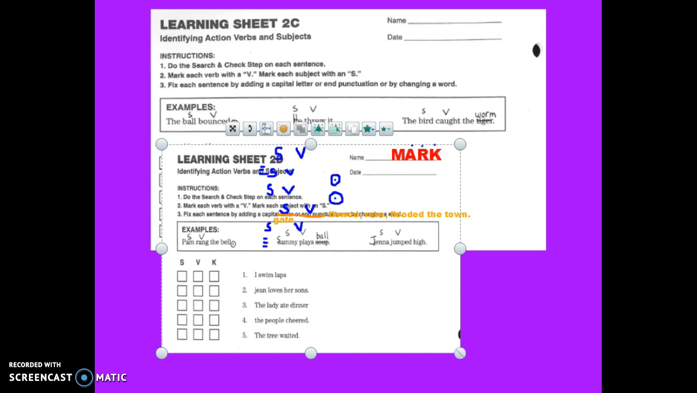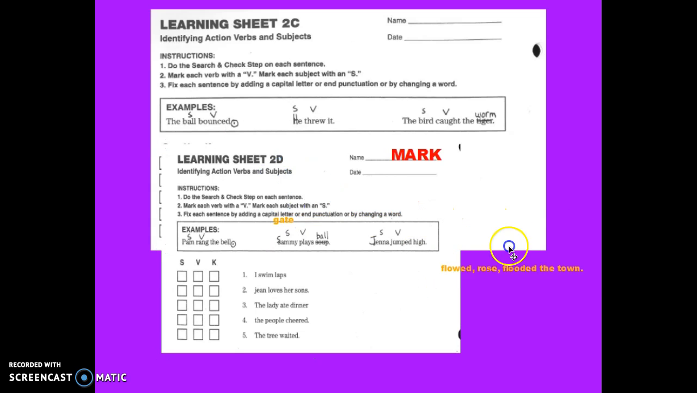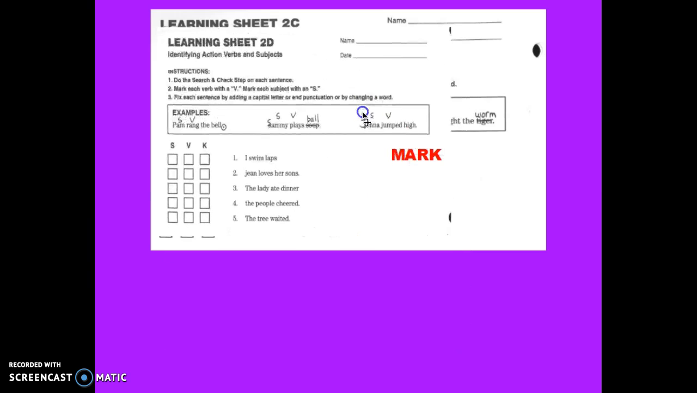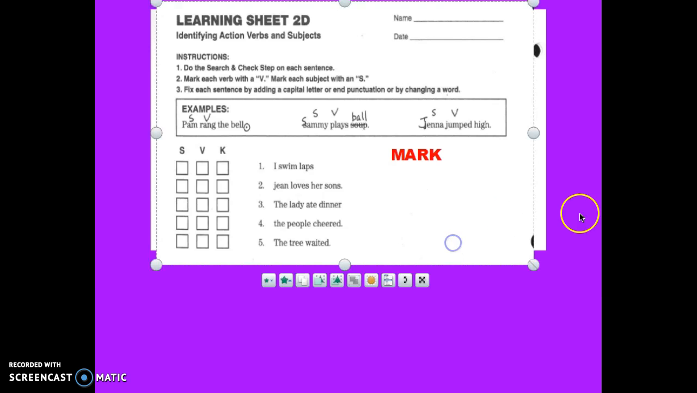I'm going to clear these off quick. I still want to keep my MARK steps right there so I can refer back to them and know what order I need to be in. Okay. I swim laps. Verb, swim. Who or what swam? I did. Capital letter, needs a period at the end. Circle it. And it makes sense.